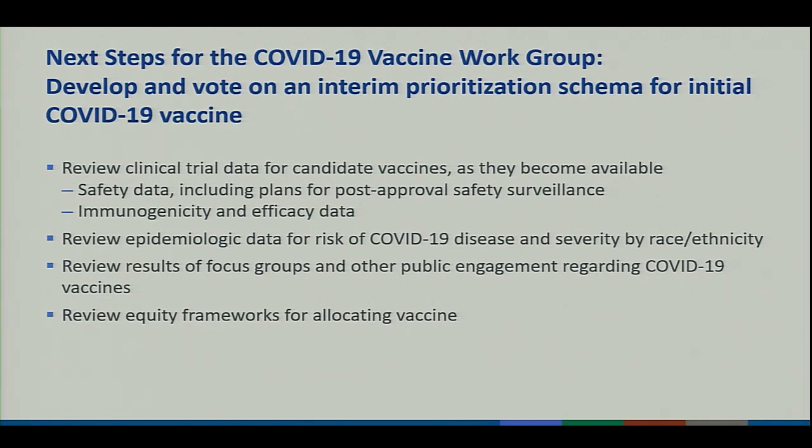The next steps are to review clinical trial data for candidate vaccines as they become available, namely the safety data, including plans for post-approval vaccine surveillance, as well as immunogenicity and efficacy data, to review the epidemiologic data for risk of COVID-19 disease and severity by race and ethnicity, and you'll see that at the next ACIP meeting. Review results of focus groups and other public engagement regarding COVID-19 vaccines, and also to review equity frameworks for allocating vaccine. Next slide.